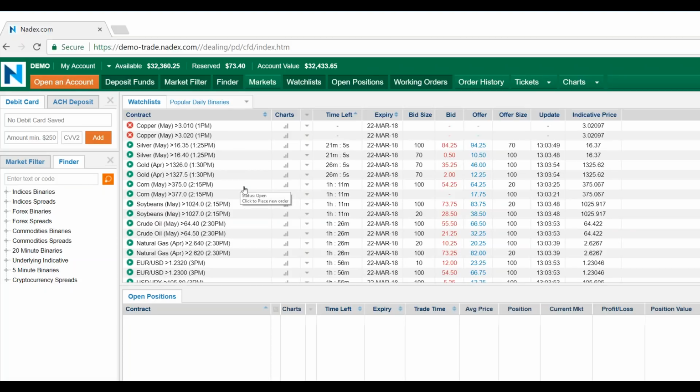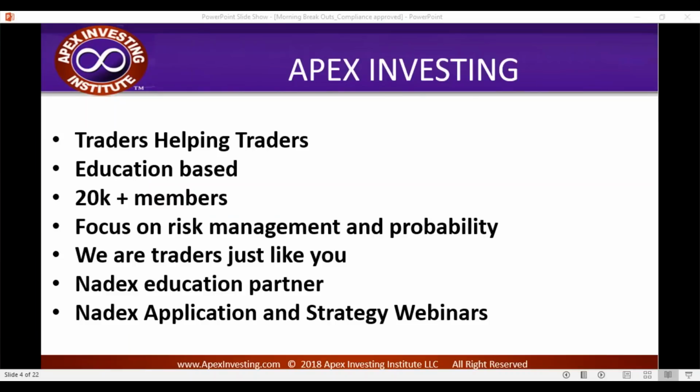So it's a great place to practice. Once again, a great free tool that Nadex provides for you. So definitely make sure to take advantage of that.